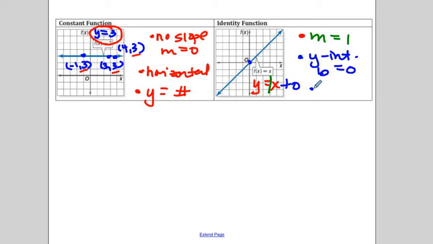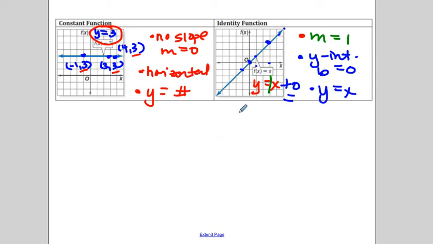And once again, the equation is y equals x. And here's y. If I plug in 1 for x, I get out 1 for y. If I plug in 3, I get out 3. So my ordered pairs are 3, 3, 4, 4, 5, 5, negative 1, negative 1. Whatever I plug in for x, it's equal to y. The biggest thing to remember is your y-intercept is equal to 0.